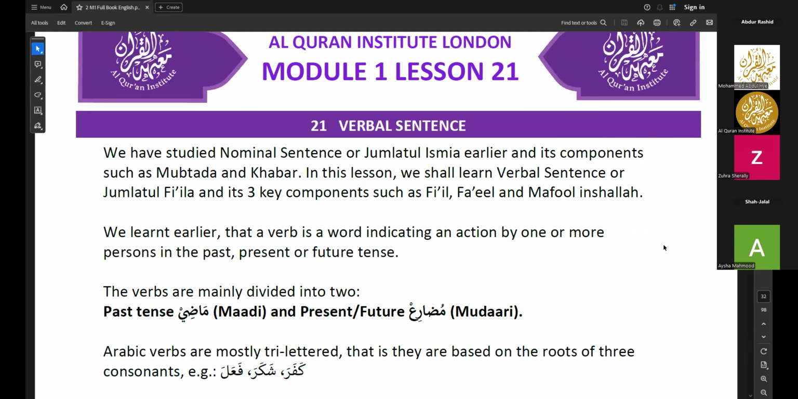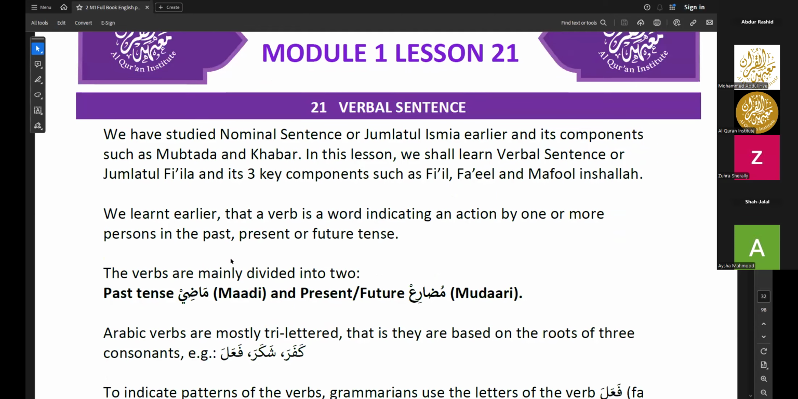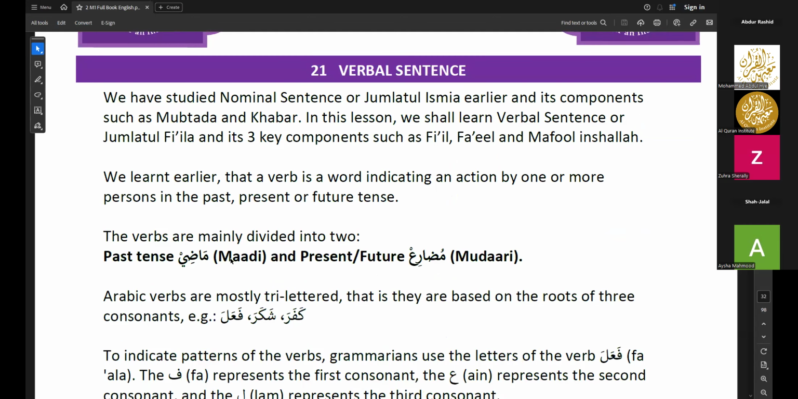And in previous lessons we learned that the parts of speech verb has three tenses: past, present, and future. But in Arabic, them in two groups. Together, we call mudari'. So madi, mudari'.